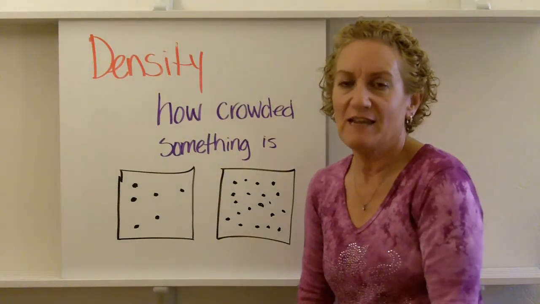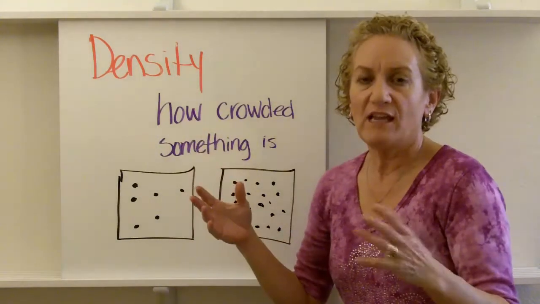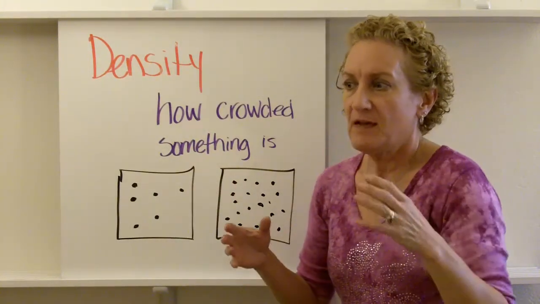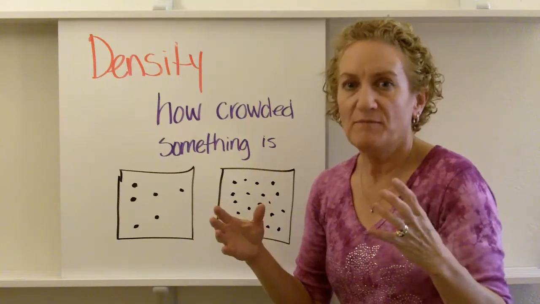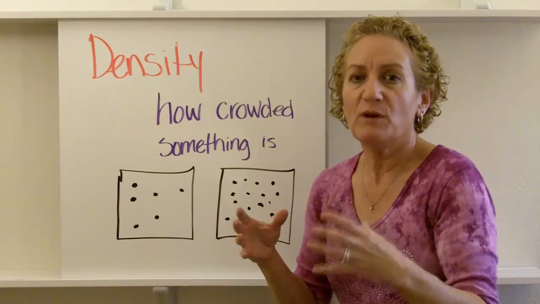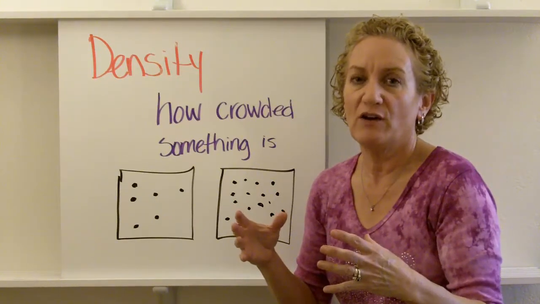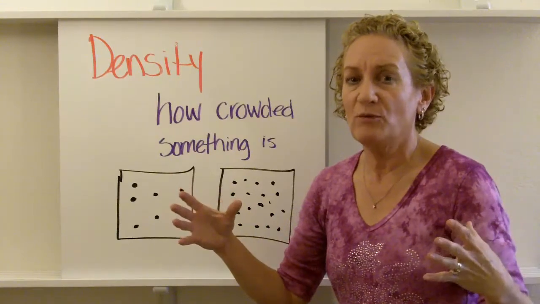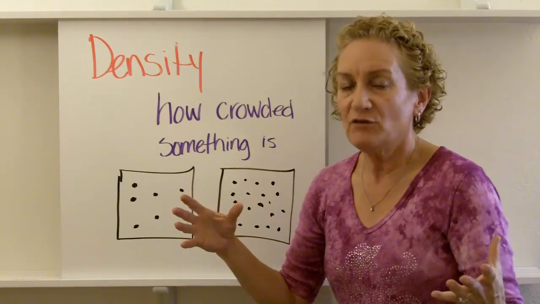Today's video is about density. And density is simply a way of saying how crowded something is. So I want you to picture this. You have 50 people in a very small room. It feels very crowded. As opposed to 3 people in a small room, it doesn't feel quite so crowded. If you take those same 50 people and put them in a very large room, well, it doesn't feel crowded anymore.